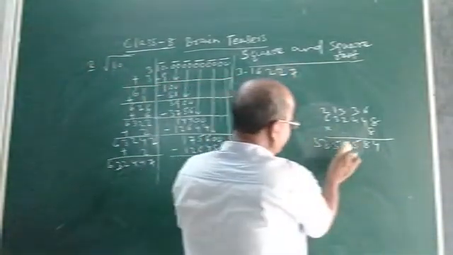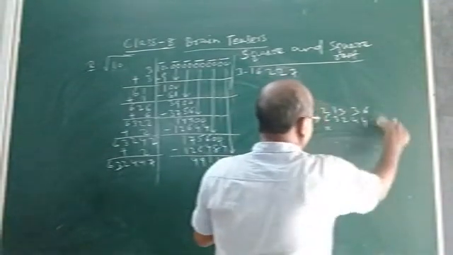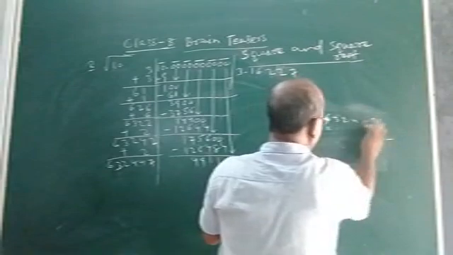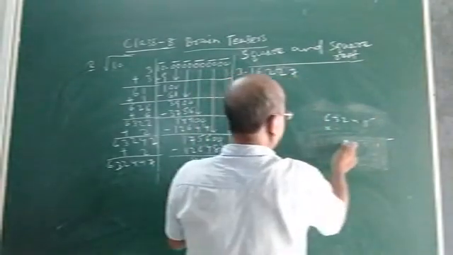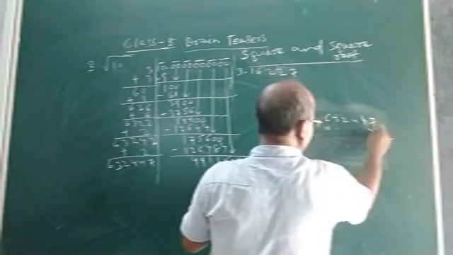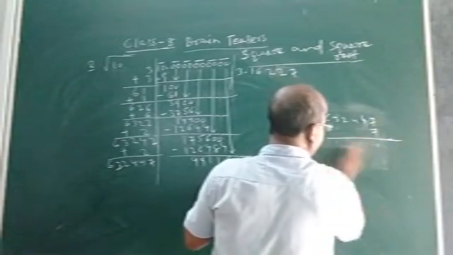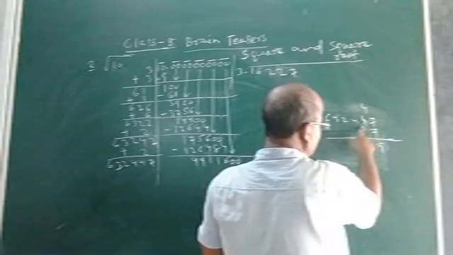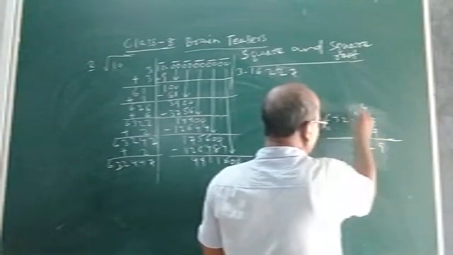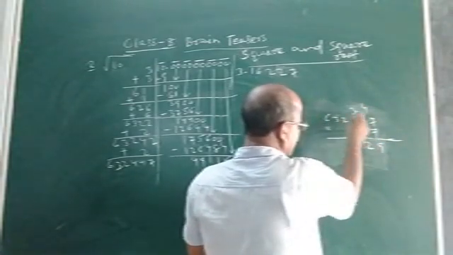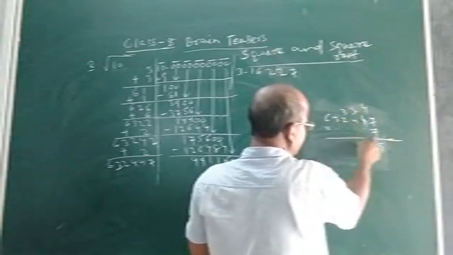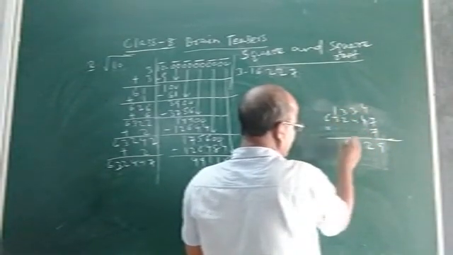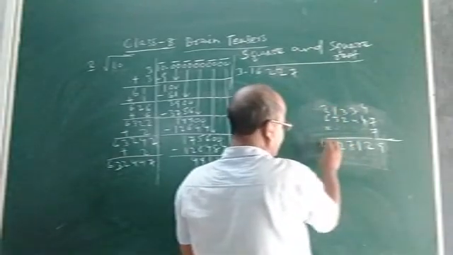So let us try with 7. Let us put 7. 6, 3, 2, 4, 4, 7 into 7. 7 7s are 49, carry 4. 7 4s are 28, 32, carry 3. 7 4s are 28, 31, carry 3. 7 2s are 14 plus 3, 17, carry 1. 7 3s are 21, 22, carry 2. Yes, it is 44.